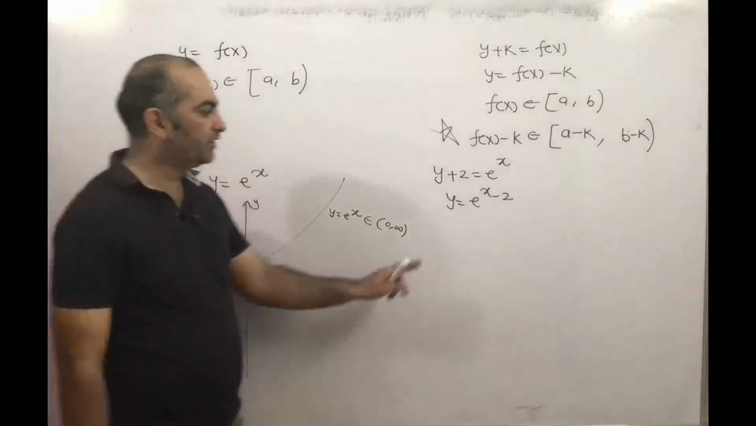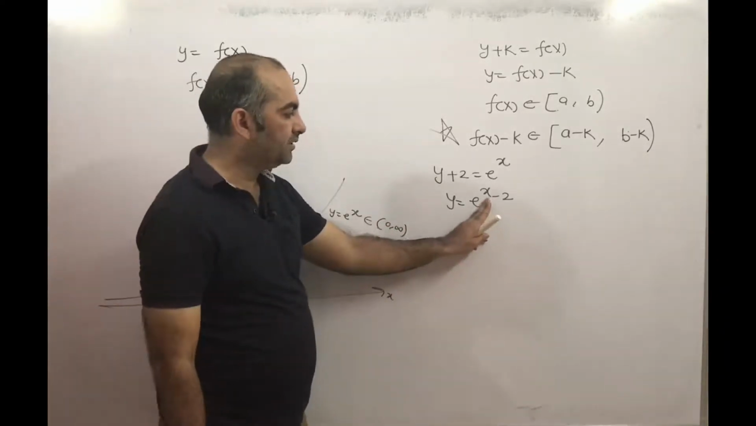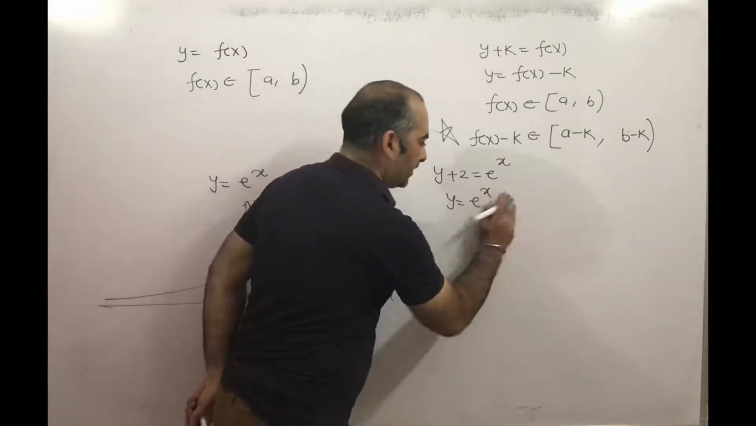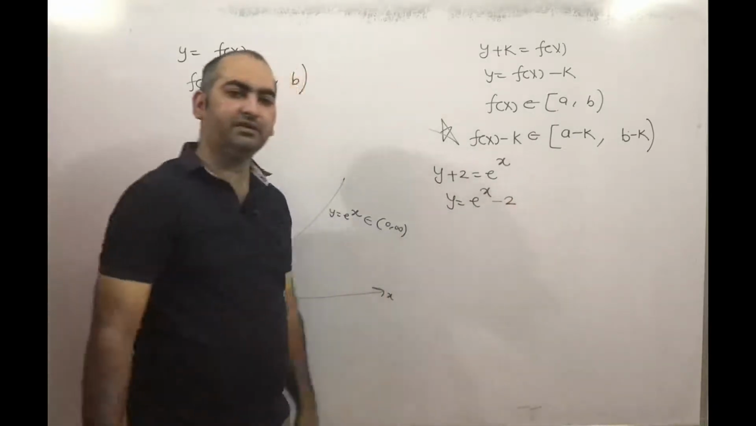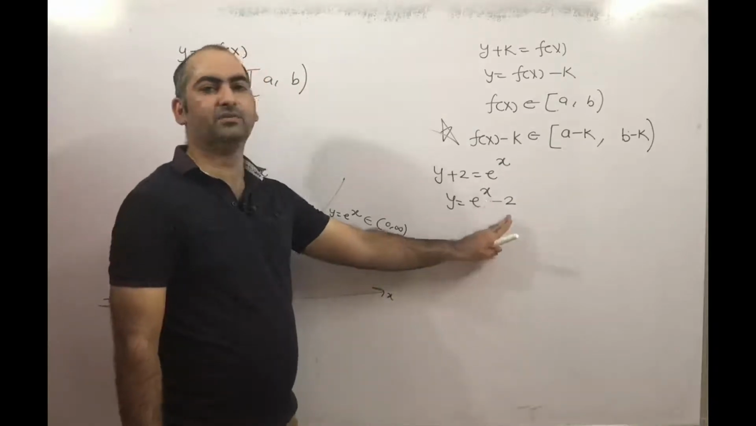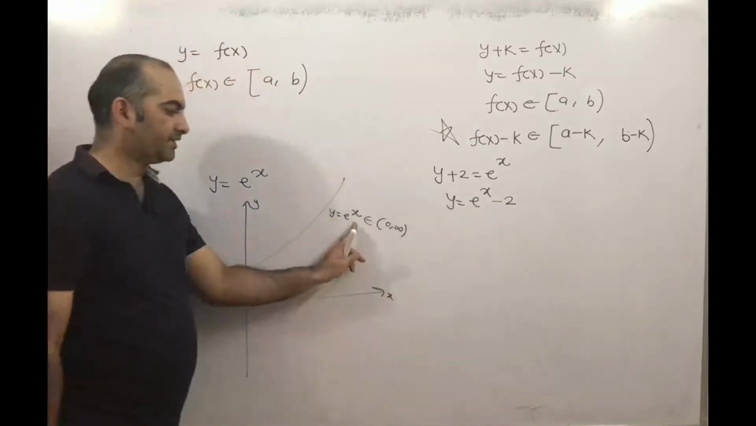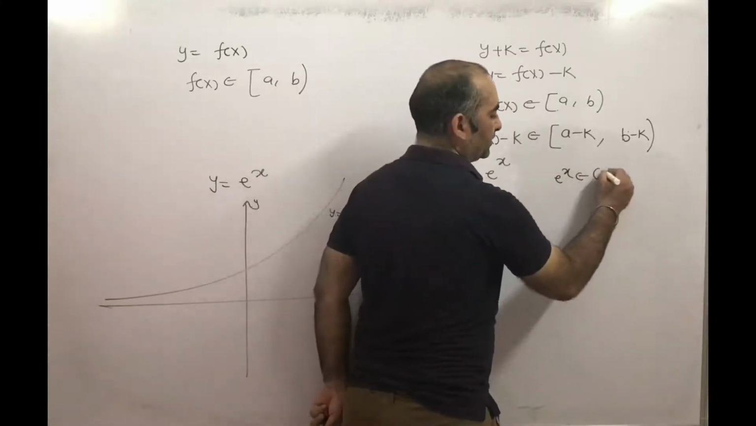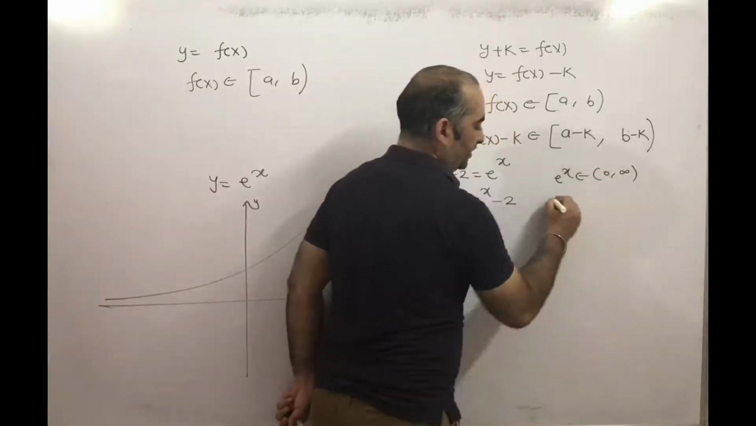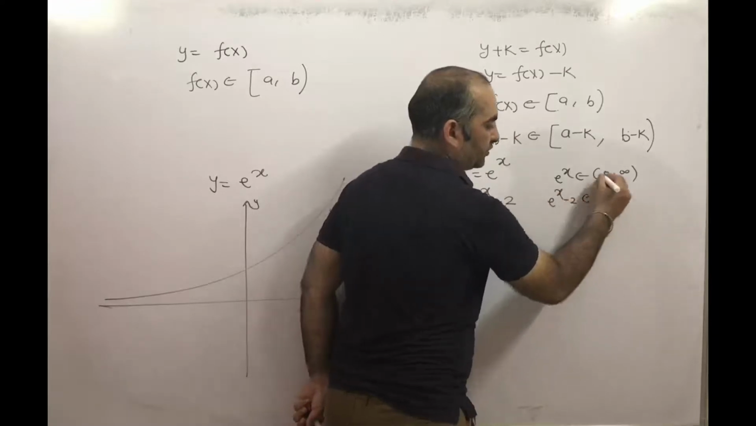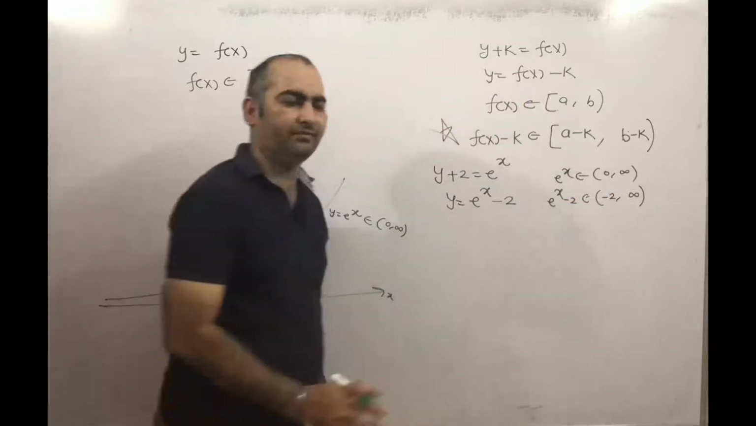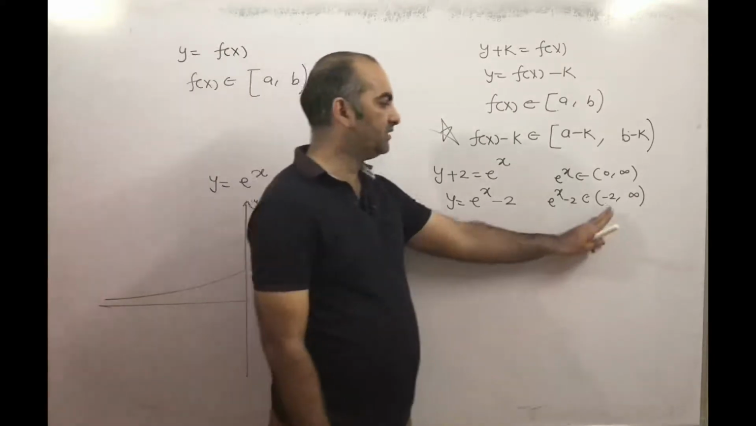So we want to find out y equal to e power x minus 2. So if I take the plus 2 to this side, what will come? Minus 2. So first we will find out the range of e power x minus 2. e power x belongs to 0 to infinity. So e power x minus 2, what will come? From 0 subtract 2, so minus 2, and this is also infinity. Infinity minus 2 is what? Infinity only. So this will come out as minus 2 to infinity.